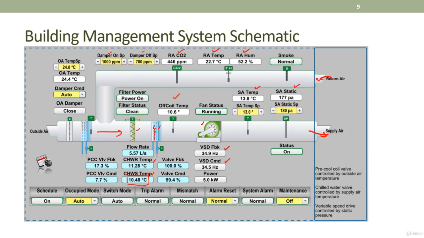And of course, there are words here like on, normal, auto. All these are the status of the equipment. Here it means the airflow switch is on, which simply means there's air flowing through. So it's a check whether your fan is actually on. Then your filter is clean, it's okay. There's no trip, so it's normal, and so on and so forth. There's no smoke alarm, so the smoke detector states that it's normal.